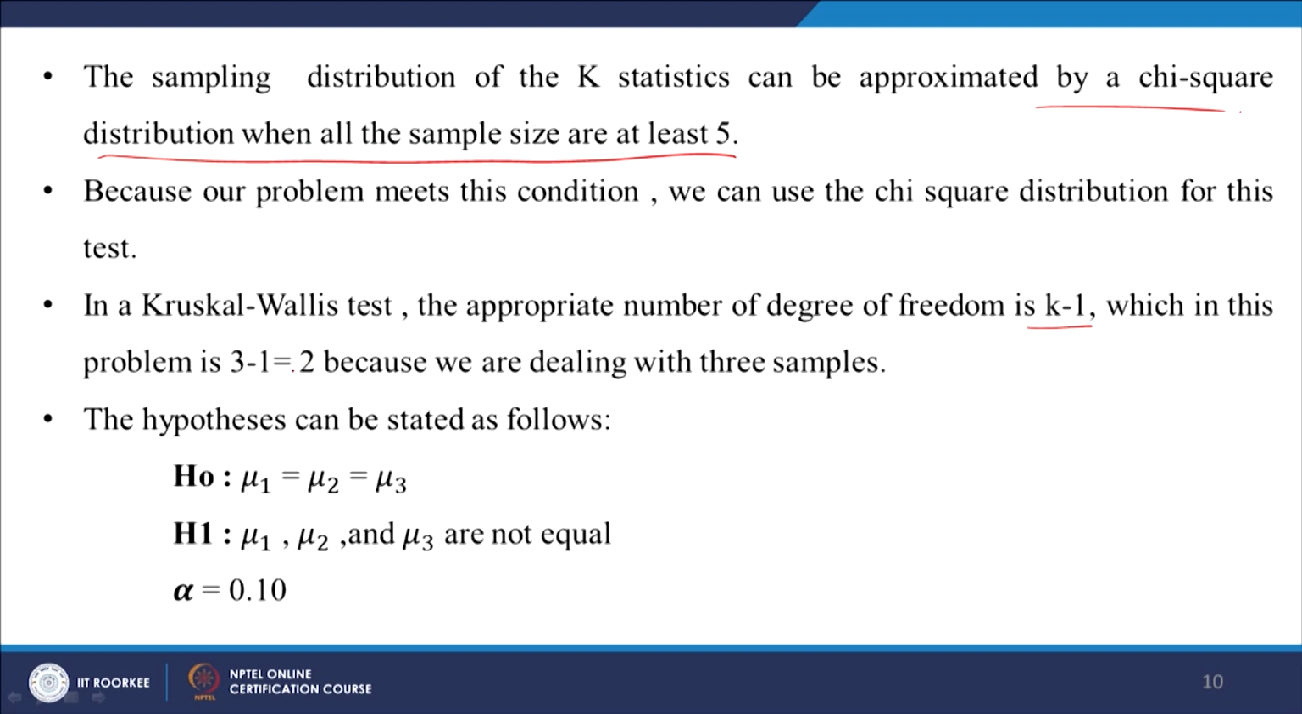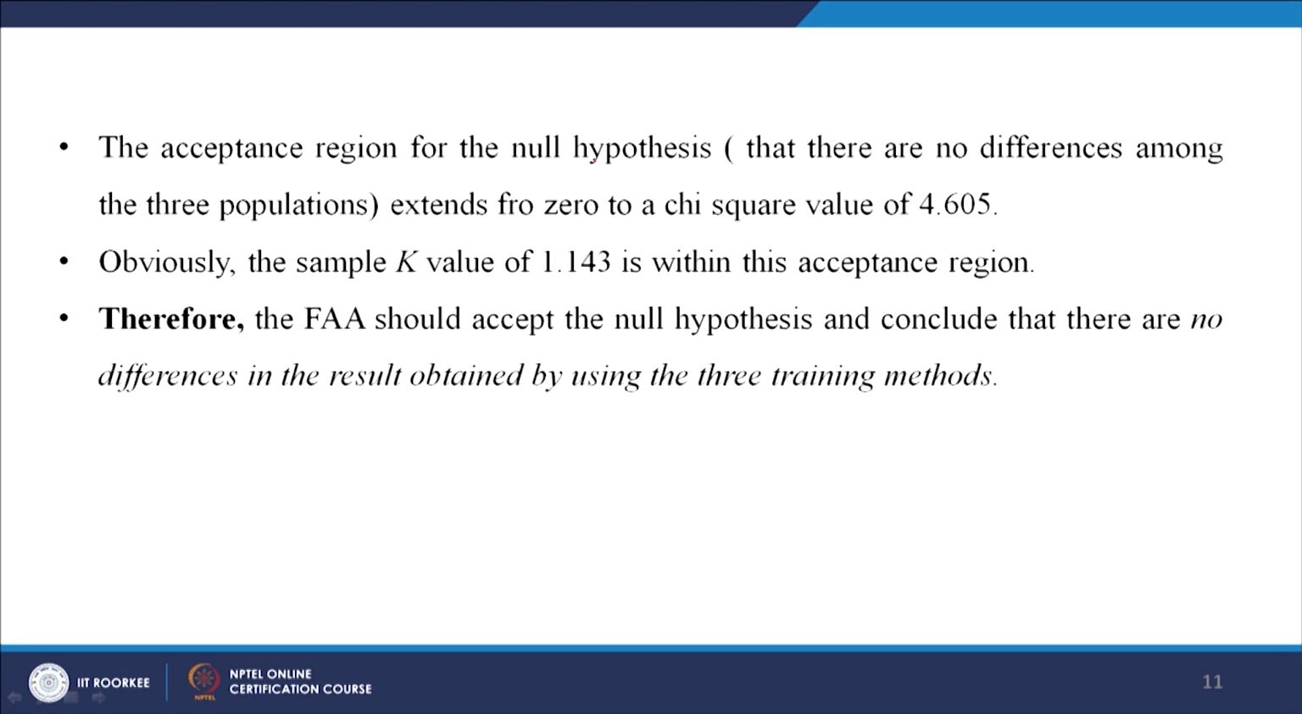In ANOVA also you were doing the same: if there were 3 samples, you were subtracting 1 from it. So, the hypothesis is mu 1 is equal to mu 2 is equal to mu 3, or the alternative hypothesis is that mu 1, mu 2 and mu 3 are not equal, at least one of them is not equal. What is my significance level? 10%. The acceptance region for the null hypothesis that there are no differences among the 3 populations extends from 0 to a chi-square value of 4.605, right.